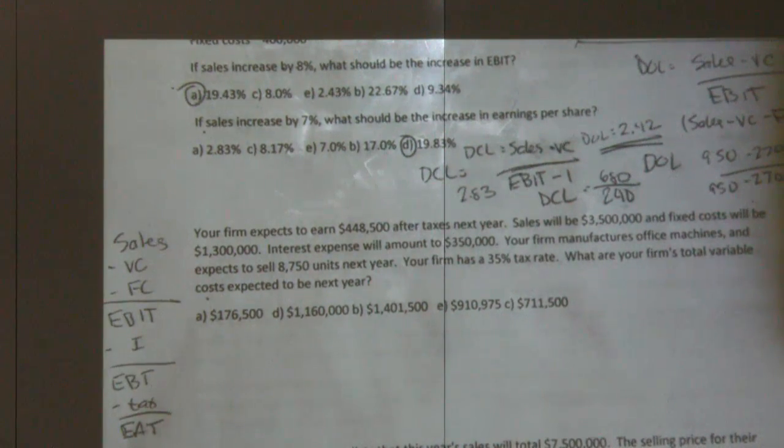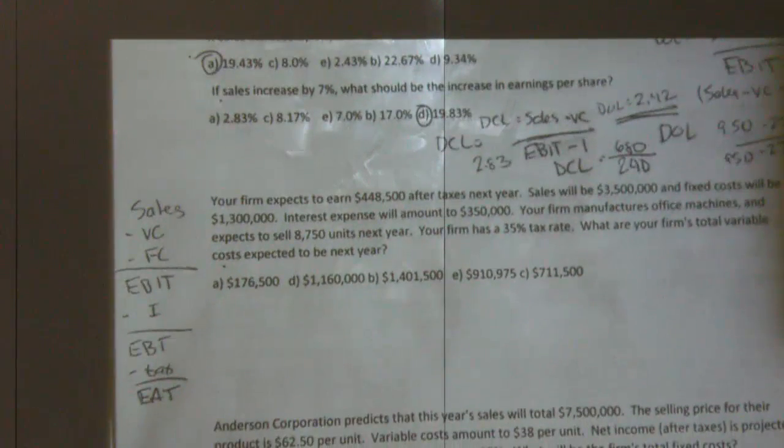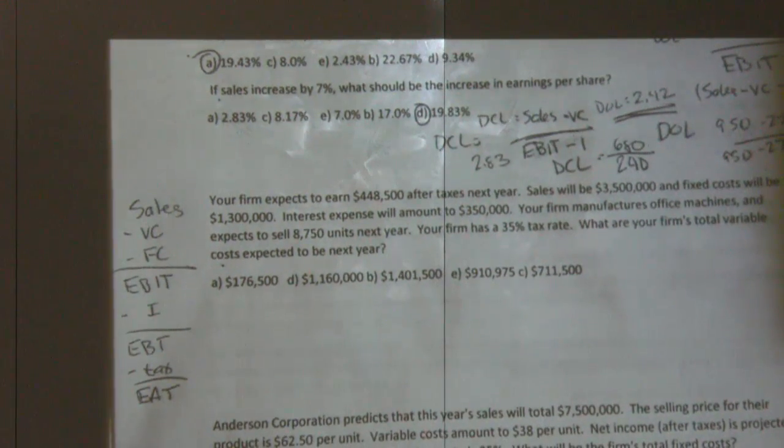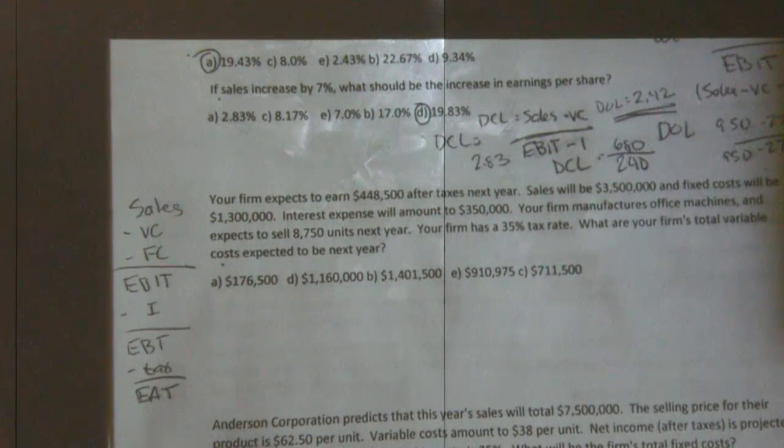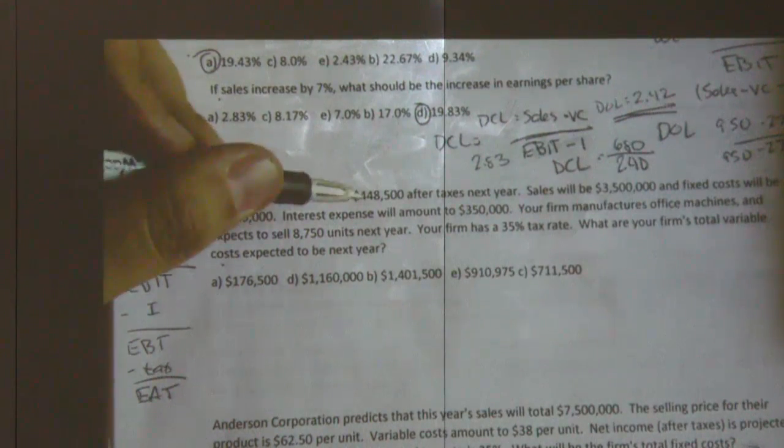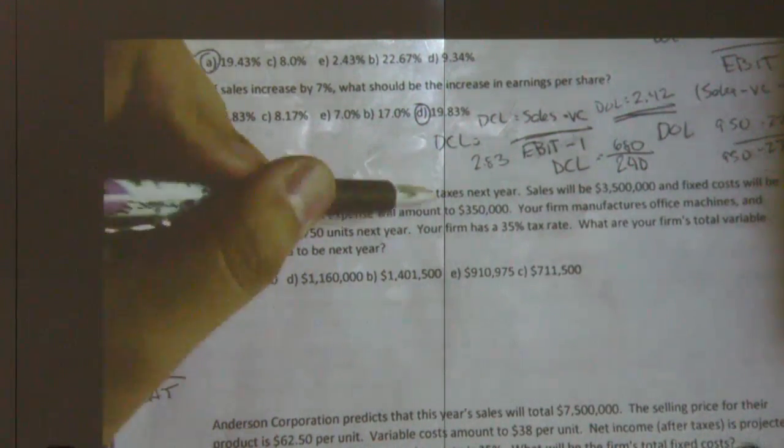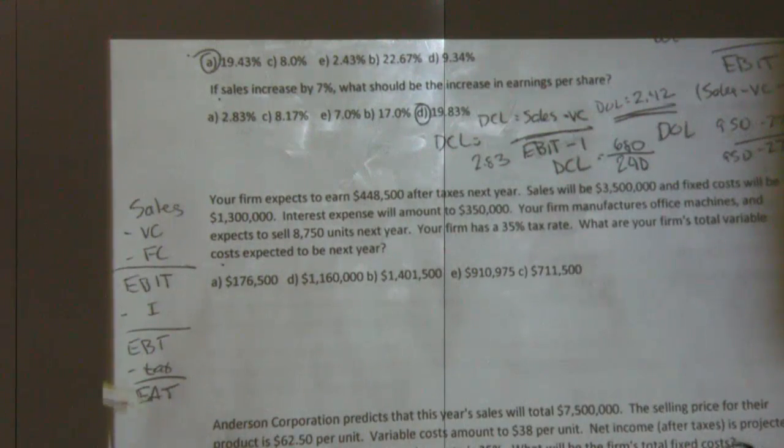Alrighty. So this is kind of the shortened version of the income statement. I would write this down and try to understand it because it's really helpful when it comes to the next two problems. Here we expect to earn $448,500. What that means is after taxes. So you have the bottom number, which is the 448.